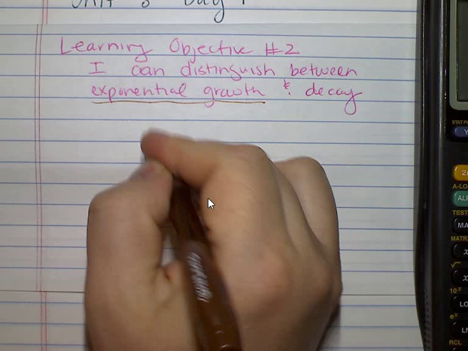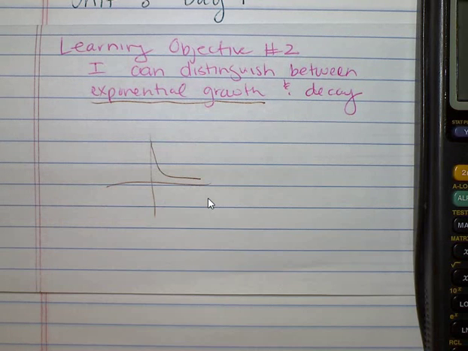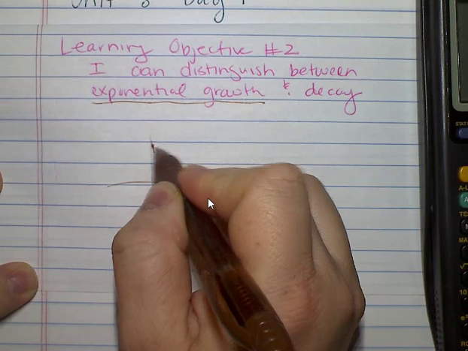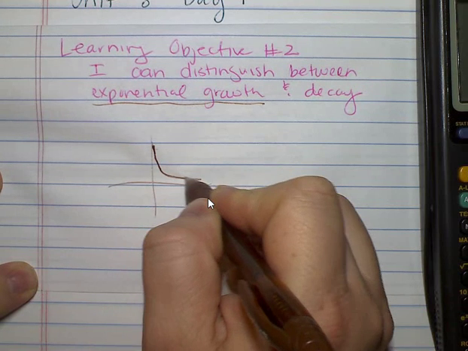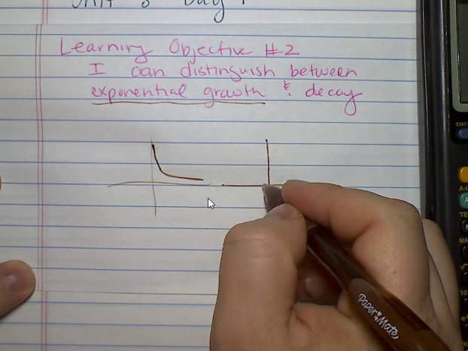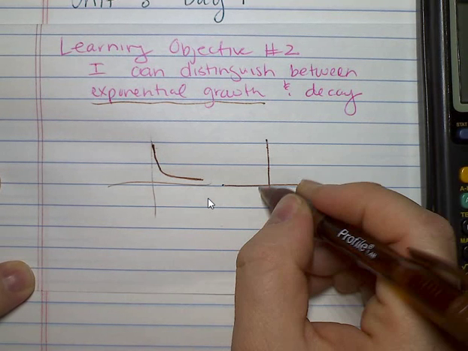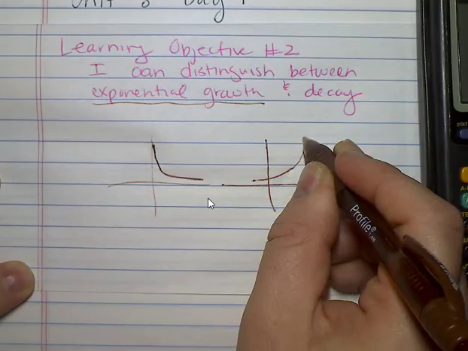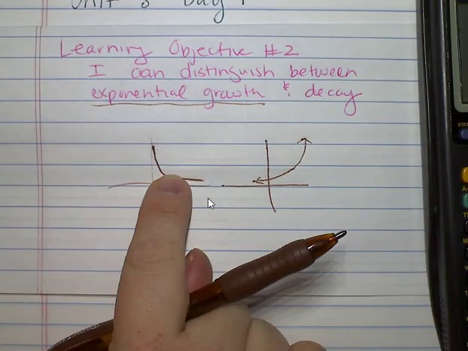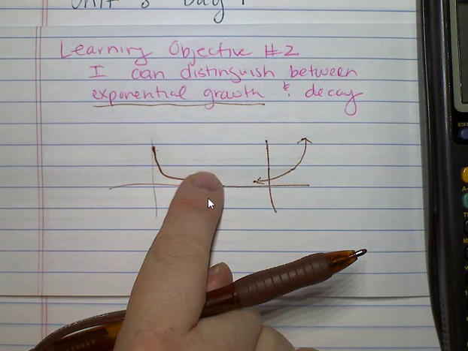So exponential growth and exponential decay. Exponential decay looks like this. It's going down and down and down. But when we talk about those Apple Watches, it's going to look something more like this. It's growing rapidly and going up. So this is an example of decay, going down, and growth is going up. You have to read it from left to right.